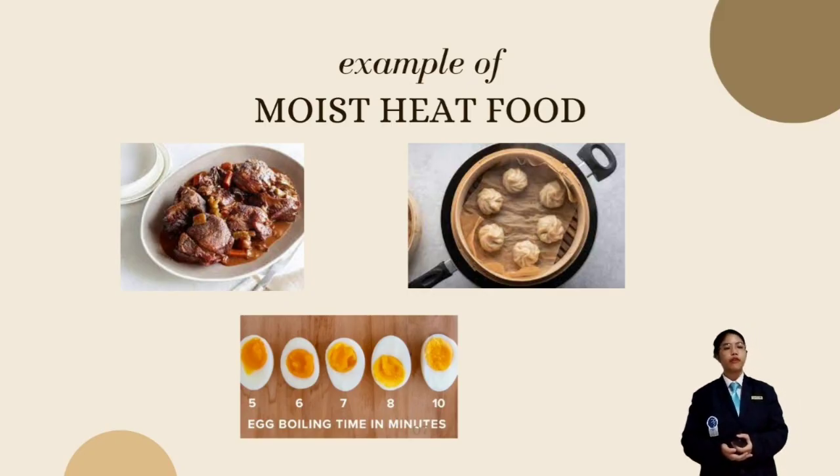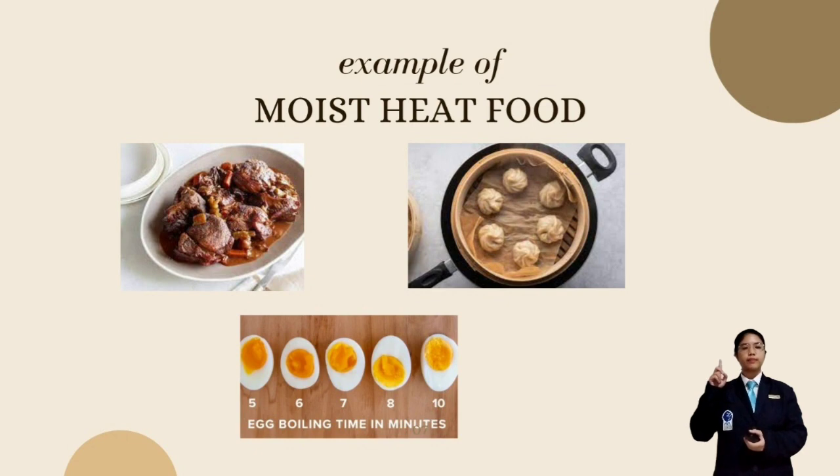This is an example of moist heat food, where the first one is braised pork, the second one is dim sum, and the last one is boiling an egg, by simmering, poaching, and boiling.